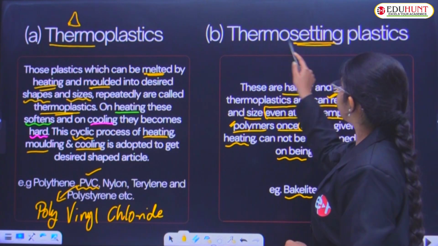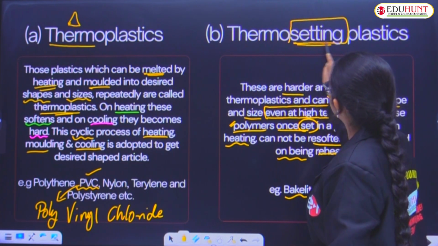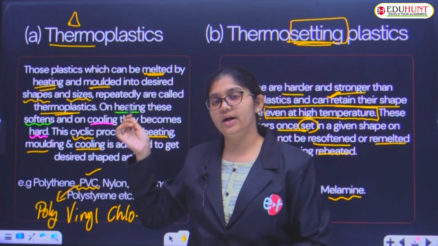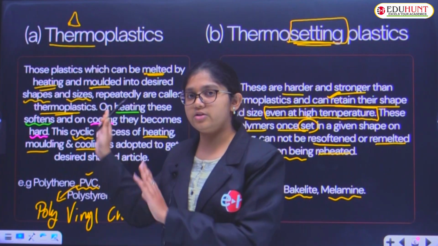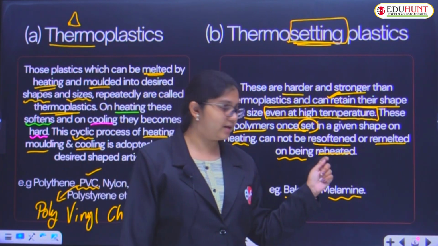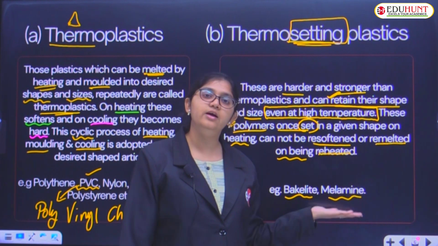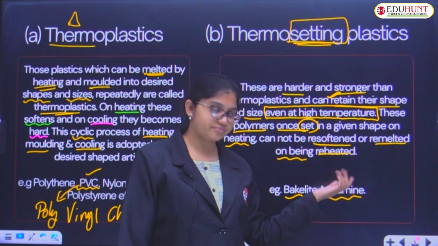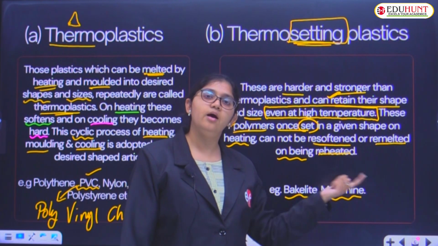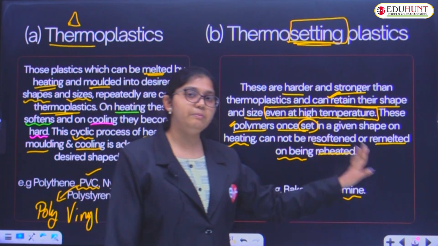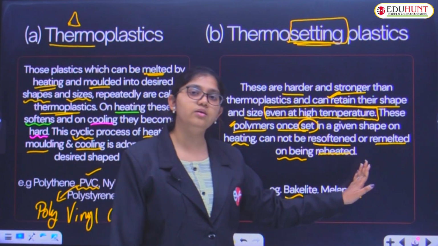Okay, so what is the main difference? Yeah, thermoplastics can be molded on heating and hardened on cooling. Okay, they can be made into different shapes and different sizes. What about this? If once set, the plastic is set, what happens? It cannot be retained into any shape again. It cannot be retained into the particular desired product. It cannot be resoftened, remelted and also reheated on applying heat.